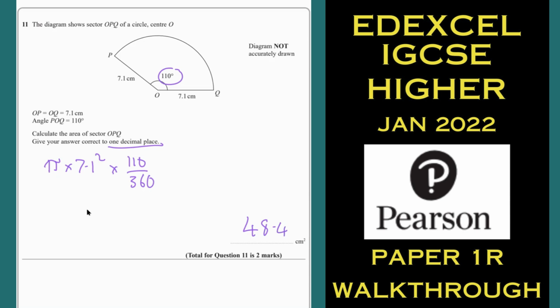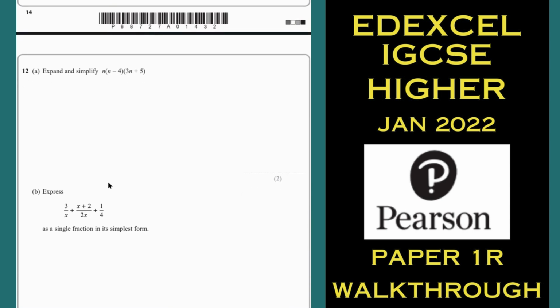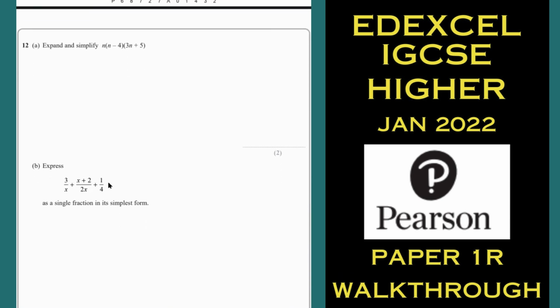So 48.4 it is. Number 12, one of them cubics, but a little bit easier because there's not 3 brackets. So I always go for the brackets on questions like this. If there's 3 brackets, just pick any 2, but there aren't here. So I'm just going to expand these. So n times 3n.